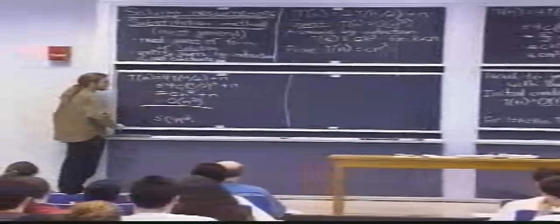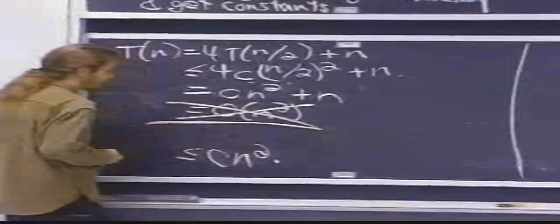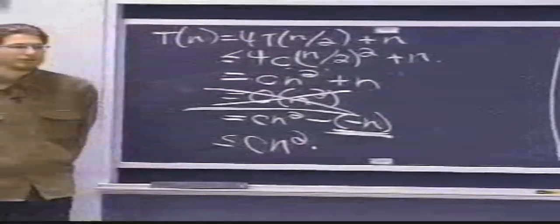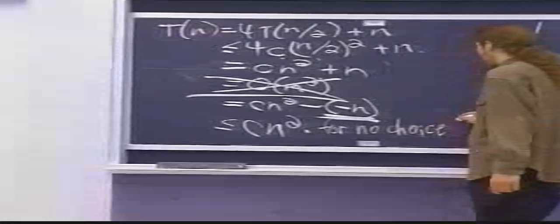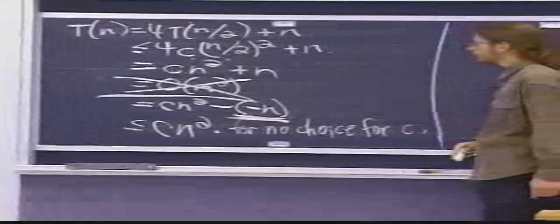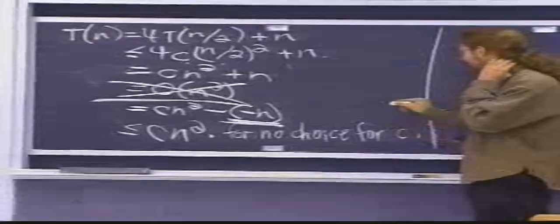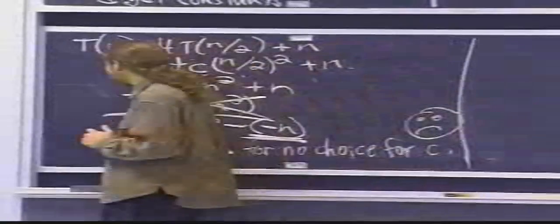C times n squared plus n, that's c times n squared. If you want to write it minus a residual, it's minus negative n. And there's no way that minus n is going to be positive. So this is never true. For no choice of c can I get this to work out? Seems like a bit of trouble. Sad face.